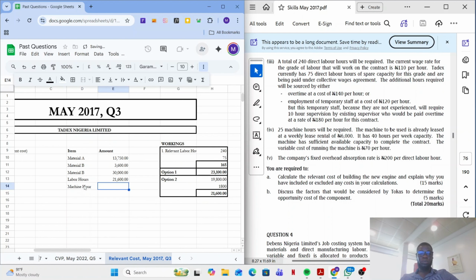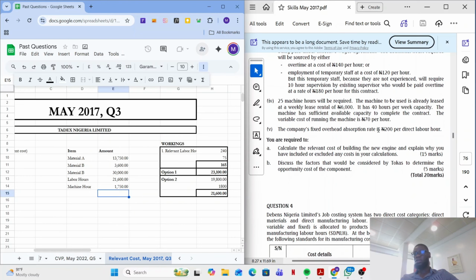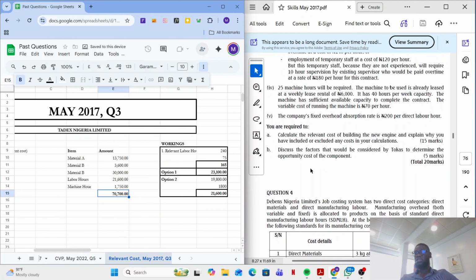Remember, we're using that cost because it is variable in nature. It could be the price of fuel, it could be the price of power, it could be anything. But just know it is a variable cost. So 17 naira times 25 hours will give us that particular amount. And then the fixed overhead absorption rate is 20. We do not need fixed overhead. And this right here is going to give us our total relevant cost. I feel like this is a very easy question. It's a very easy 15 marks.